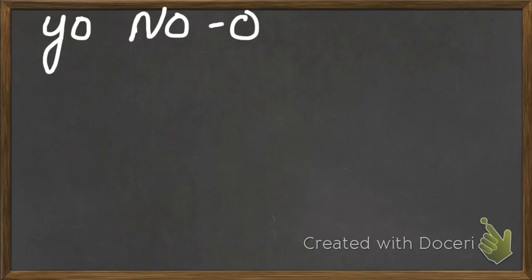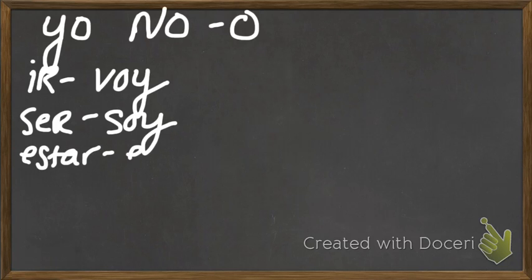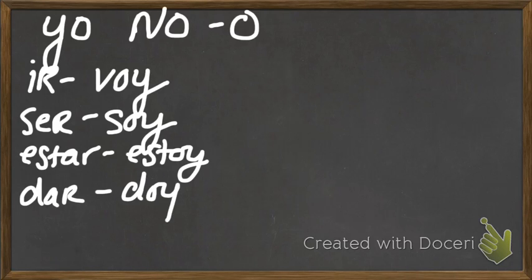¿Cuáles son los verbos que tienen forma de yo que no termina en o? Ir. Forma de ir is voy, ser, soy, estar, estoy, ver, veo. It's normal. Dar, doy, and there's one more. Saber? Yeah. Okay, sé.